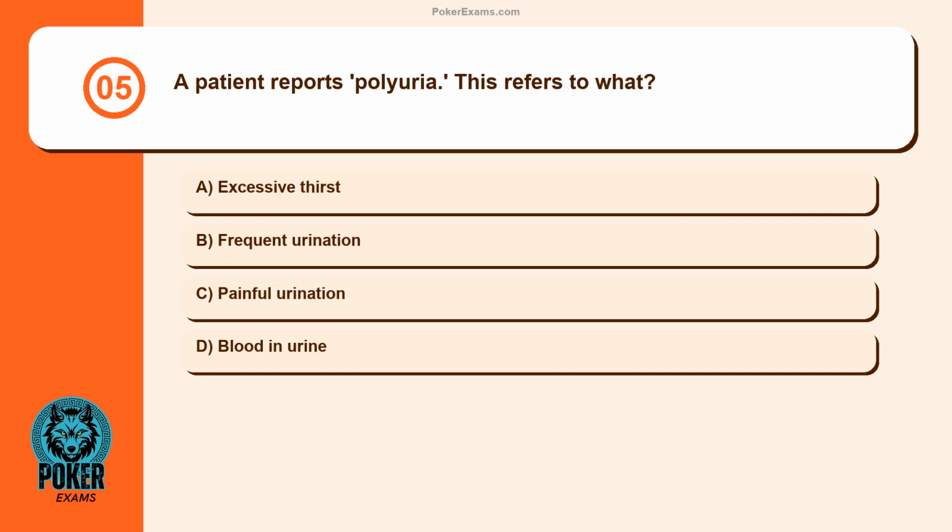Question 5. A patient reports polyuria. This refers to what? Excessive thirst, frequent urination, painful urination, blood in urine.